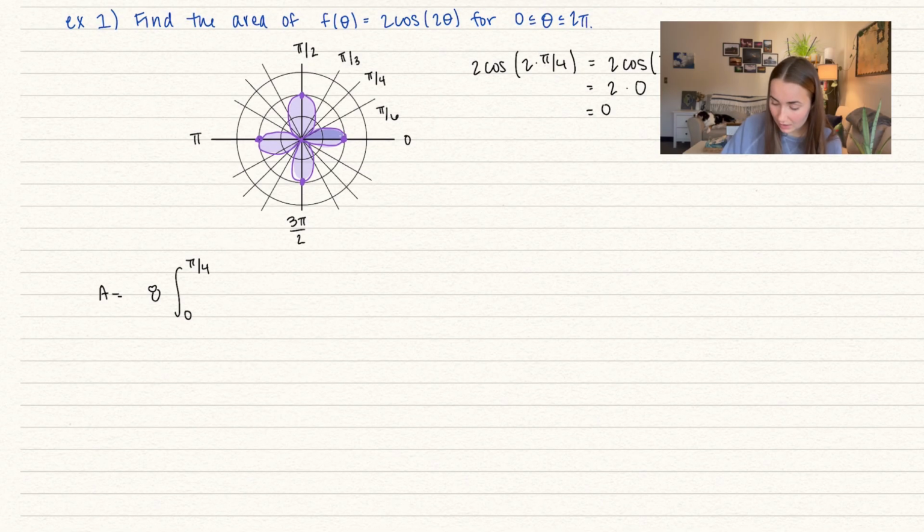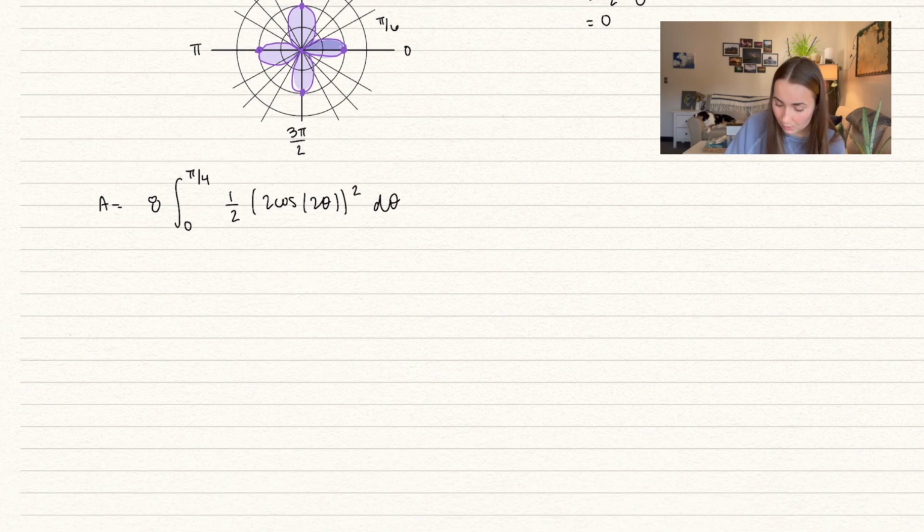And now we're just going to plug it into our formula. We get 1/2 f of theta squared, so 2 cosine of 2 theta, quantity squared, times d theta. So now we're going to go ahead and simplify this, right? So here I get 8 times the integral from 0 to pi over 4. We have to square that whole thing, so 2 squared is equal to 4 times 1/2 is 2 cosine squared of 2 theta d theta.